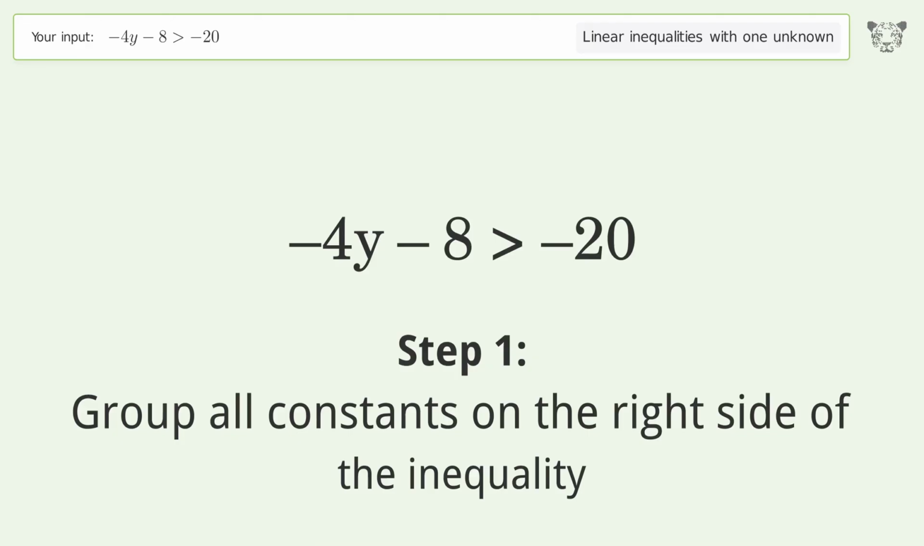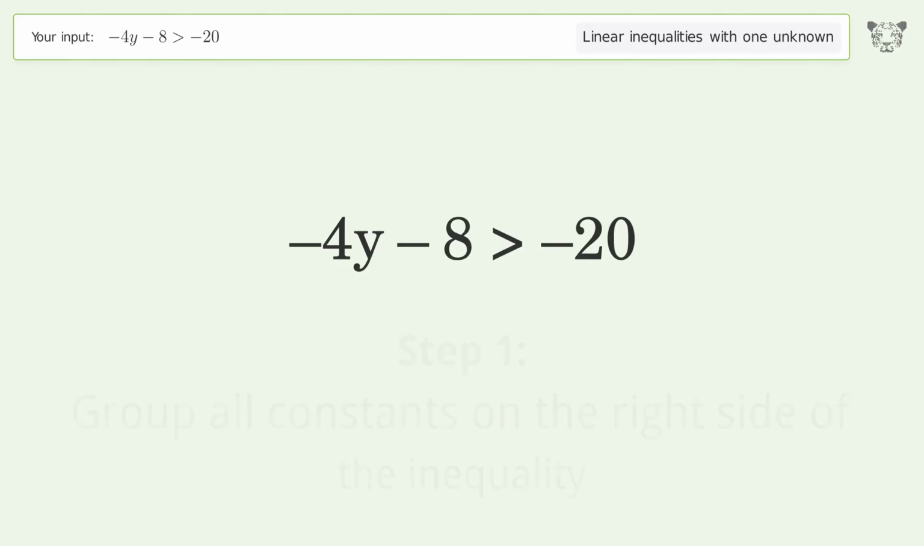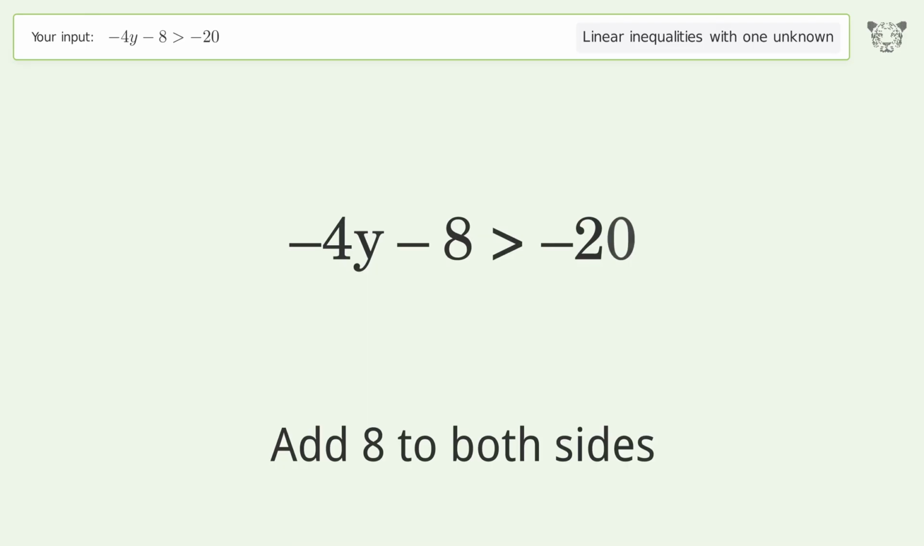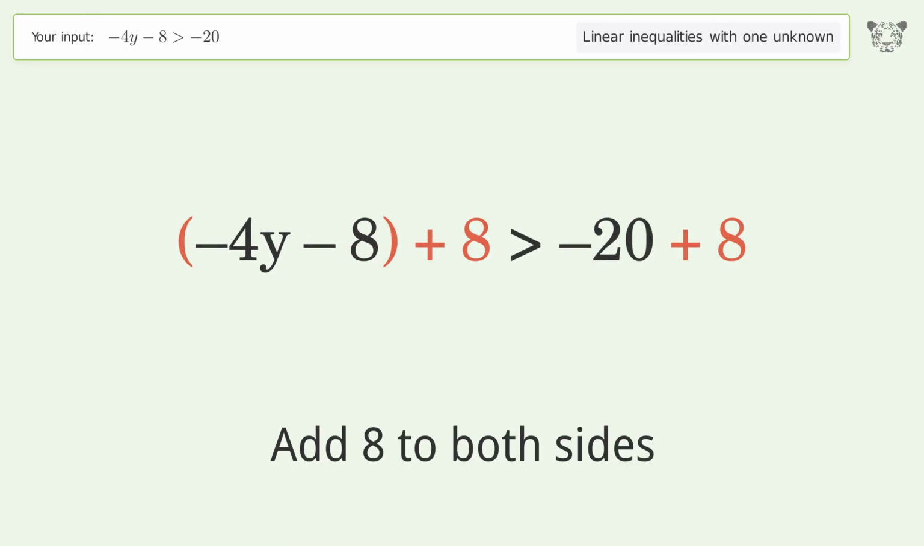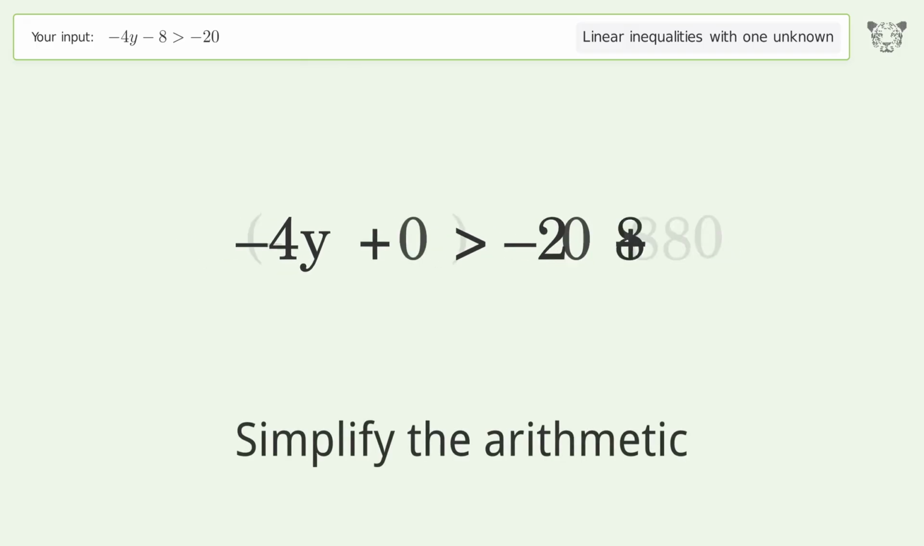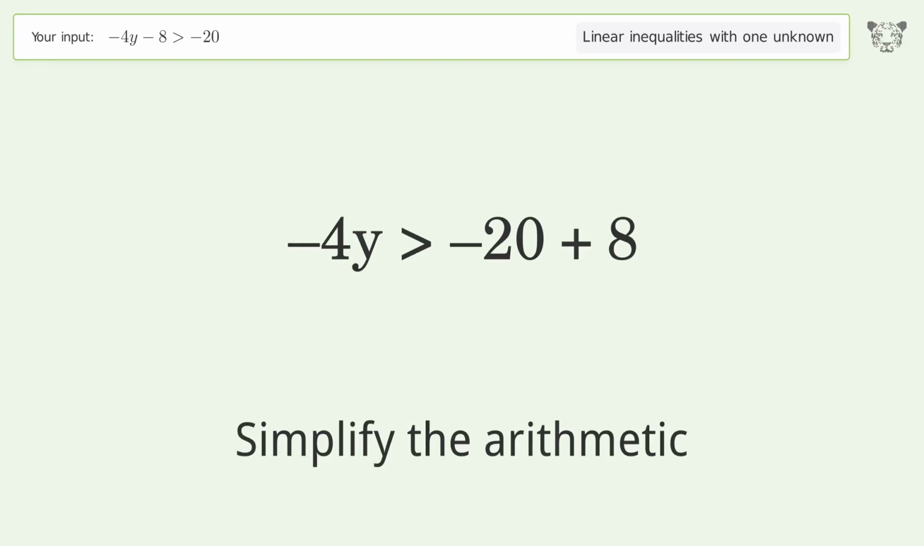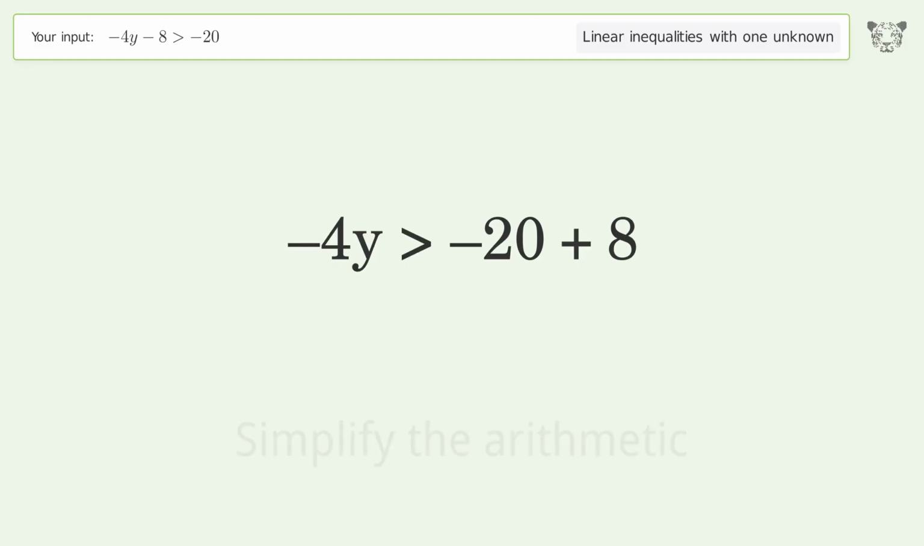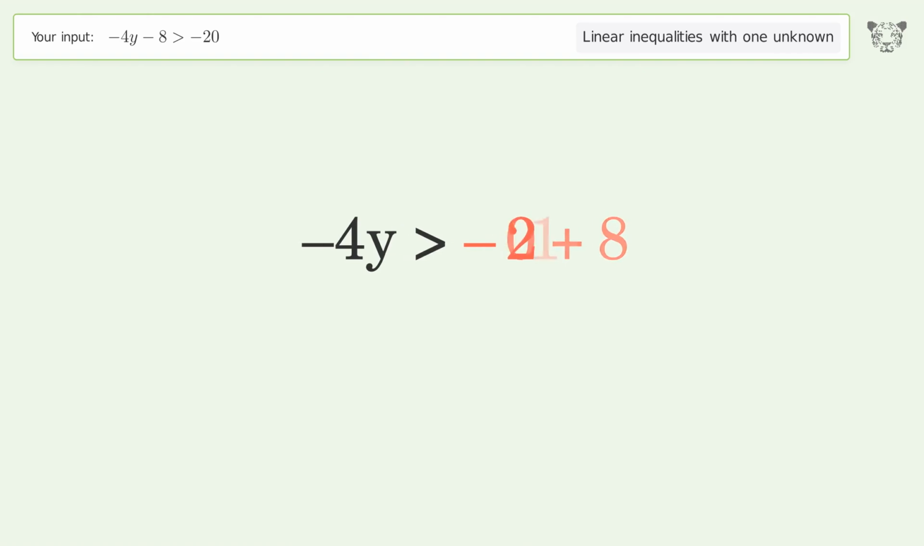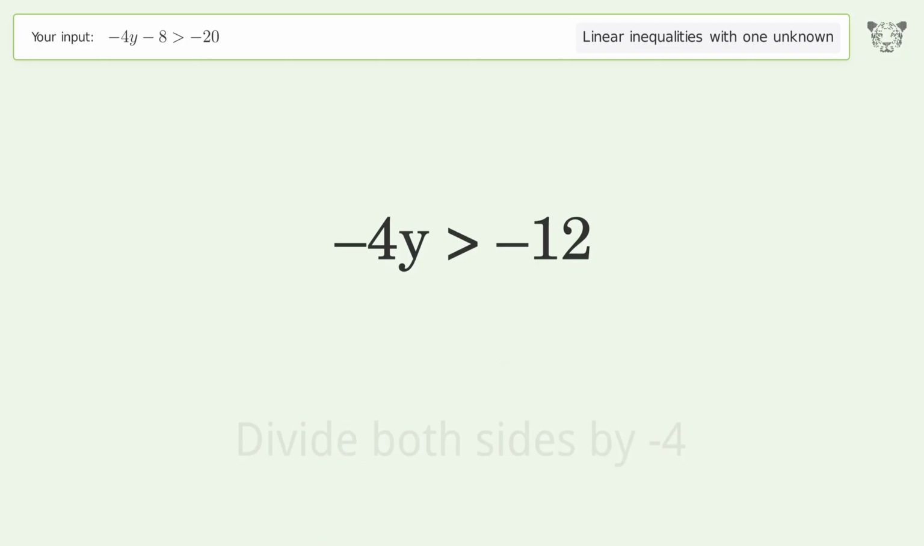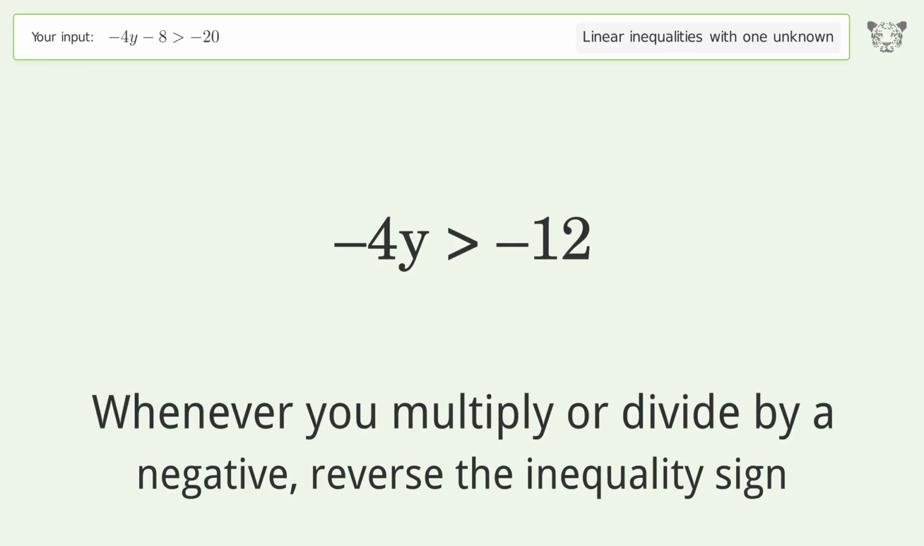Group all constants on the right side of the inequality. Add 8 to both sides. Simplify the arithmetic. Isolate the y. Divide both sides by -4. Whenever you multiply or divide by a negative, reverse the inequality sign.